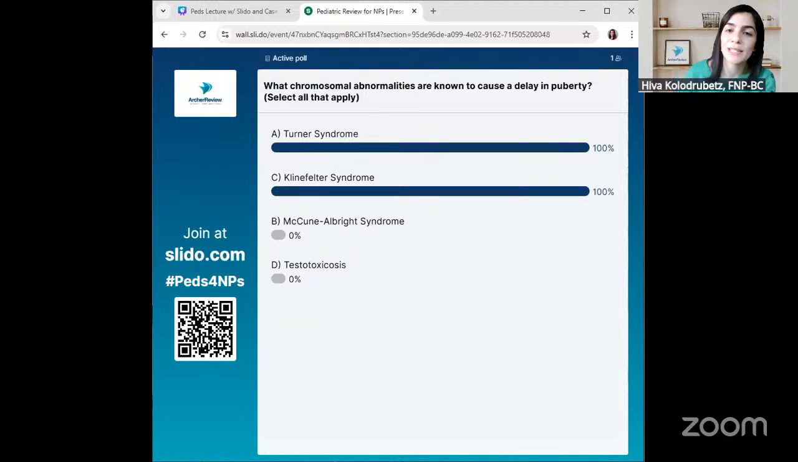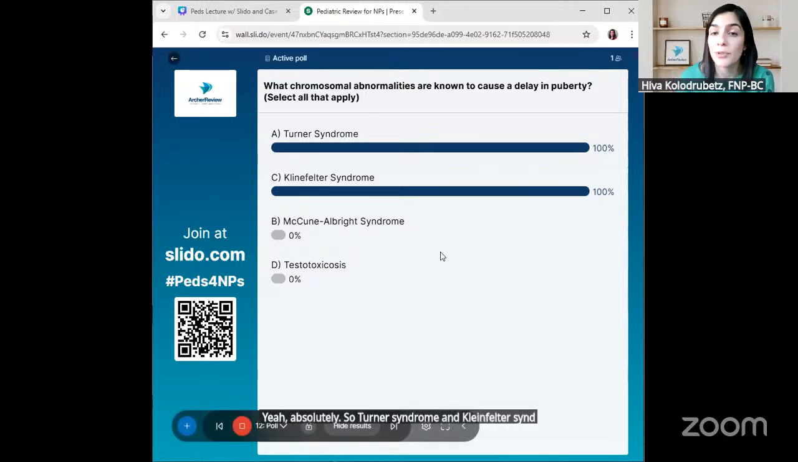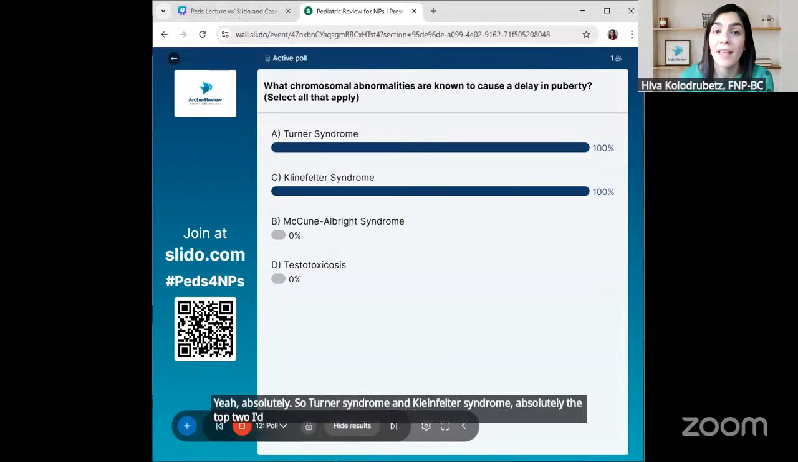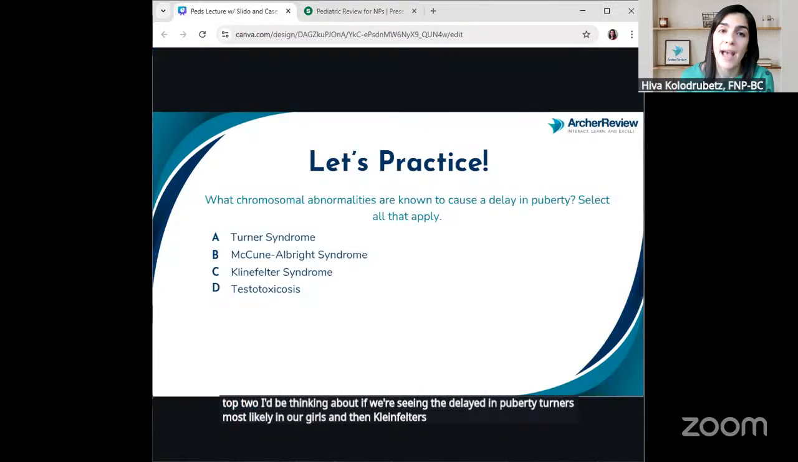Yeah, absolutely. So Turner syndrome and Klinefelter syndrome, absolutely the top 2 I'd be thinking about if we're seeing the delay in puberty. Turner's most likely in our girls and then Klinefelter's in our boys. So absolutely. All right, you guys.